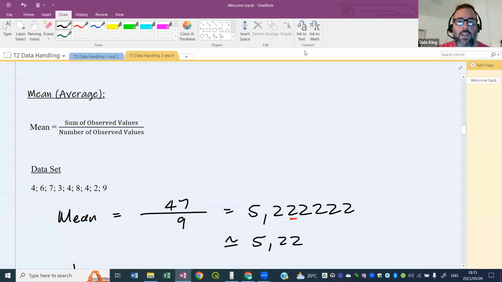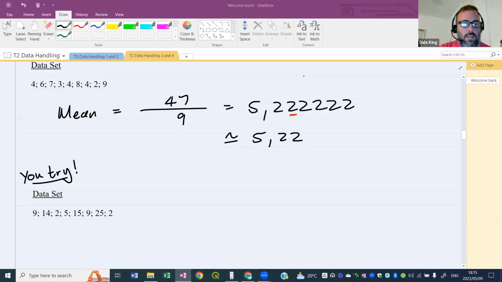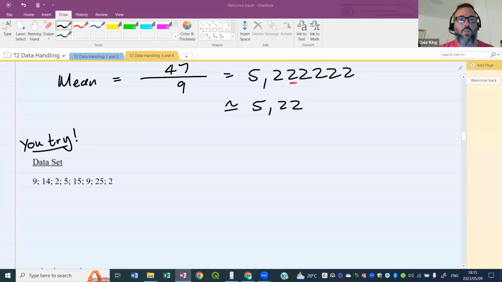All right. Okay. Now it's your turn. You guys are going to try and we're going to check it. So there's your data set. There it is. I'm going to give you guys 2 minutes to do it. Those calculator buttons are going to be clicking away. Off you go. You got 2 minutes to work out the mean of this new data set.